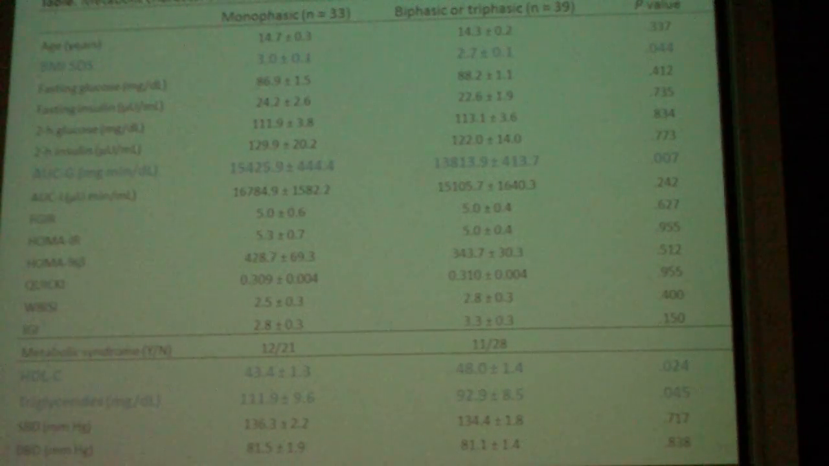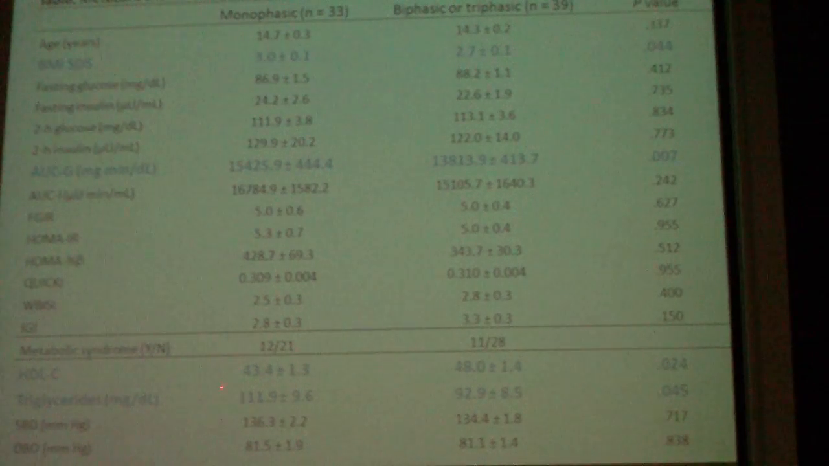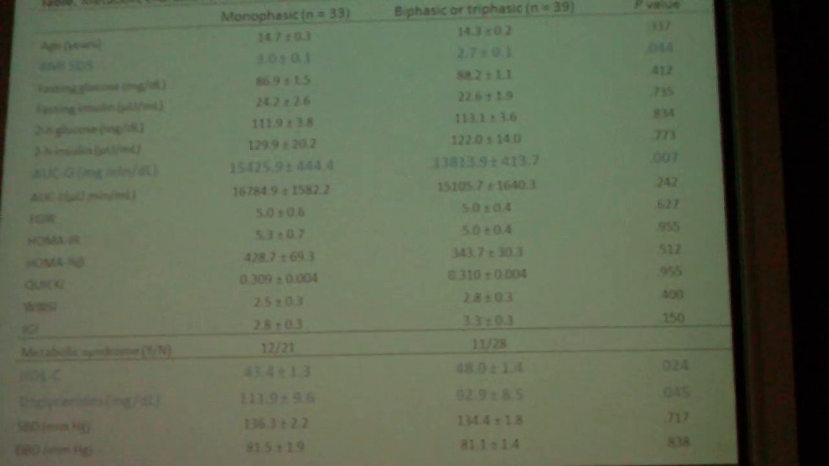Then we saw that the BMI SDS, the BMI standard deviation score, was higher in monophasic subjects. Also, the area under the curve for glucose was higher, meaning that glucose tolerance was poor in these children. We also saw that the good cholesterol was lower in children with the monophasic shape, and triglycerides were significantly higher.